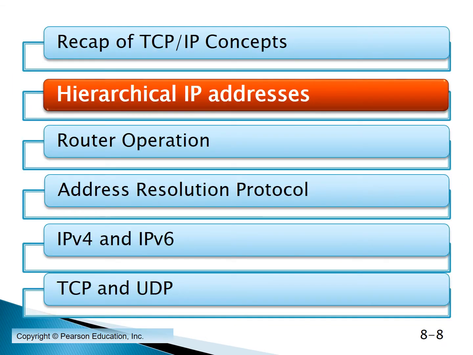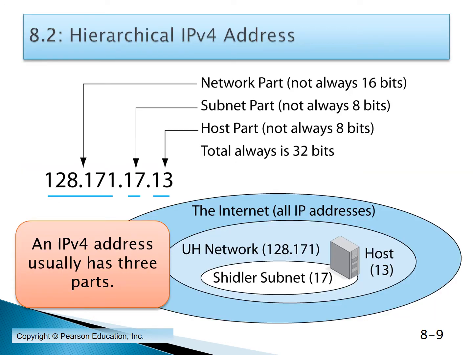Then we're going to talk about the hierarchical IP addresses. In an IP version 4 address, usually there's one part that is the network part, and then the next part is the subnet part, and then you have the host part, and the total always is 32 bits. But for the network part, subnet part, and host part, there is no fixed length. Although in this example we may think that this one is the network part, 16 bits, this one the subnet part, 8 bits, and the host part, 8 bits, that's one possible configuration, but it's not always the case.